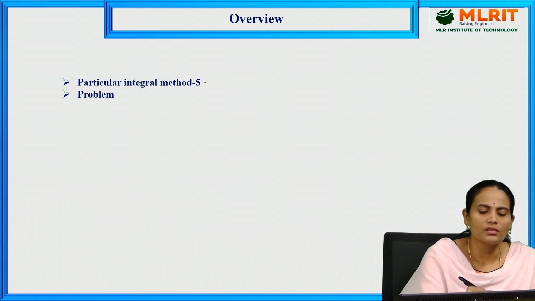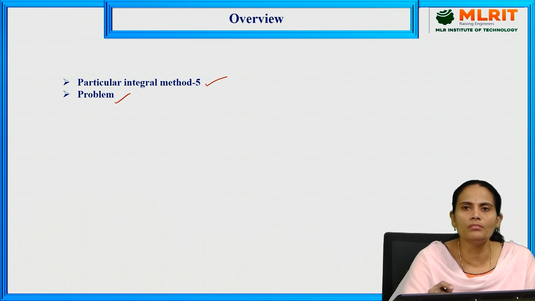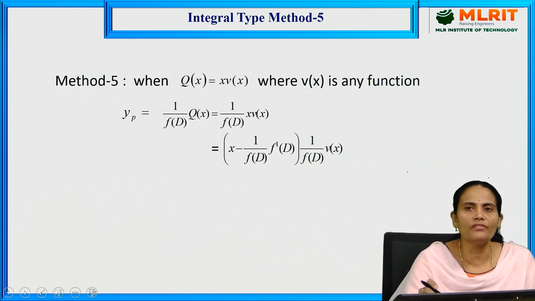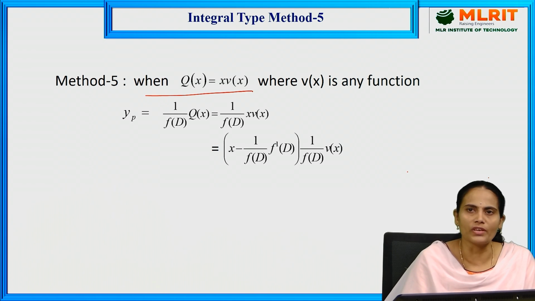In the last session, we discussed method 4 of finding a particular integral. Today, we'll discuss method 5 of finding a particular integral, and we'll see a problem on it. So what is type 5, or method 5? It is when q of x is equal to x into v of x.